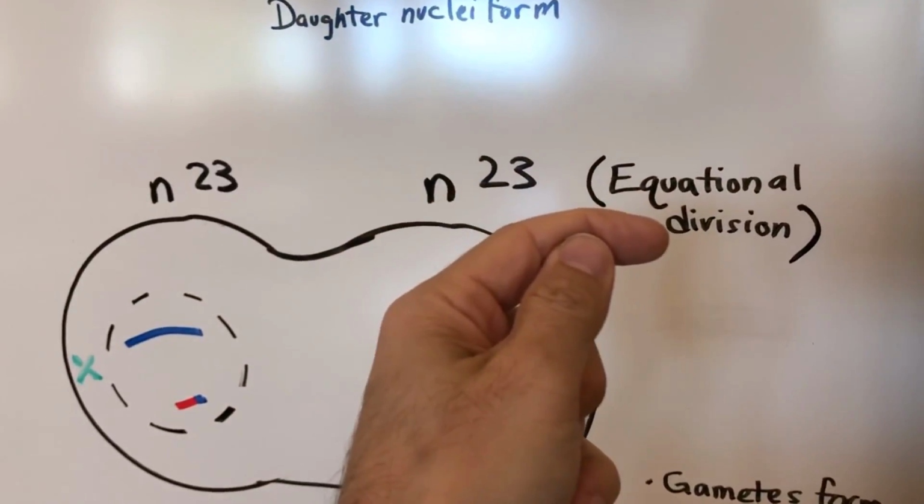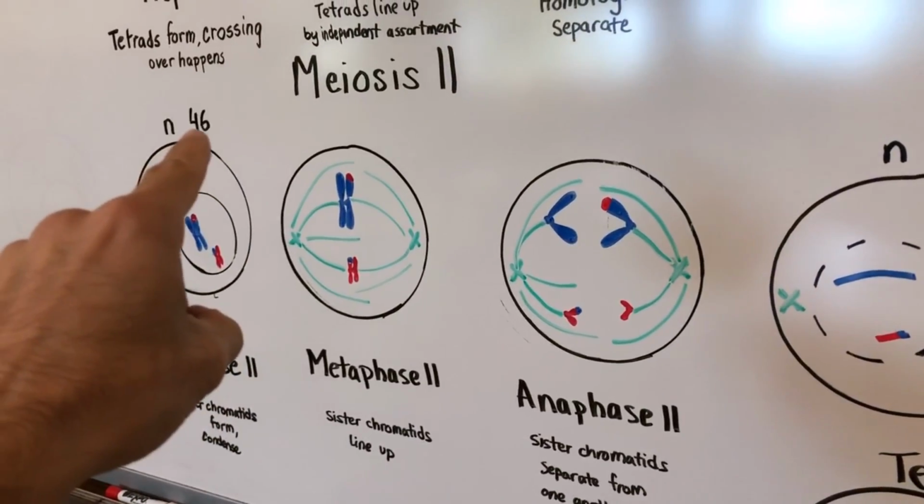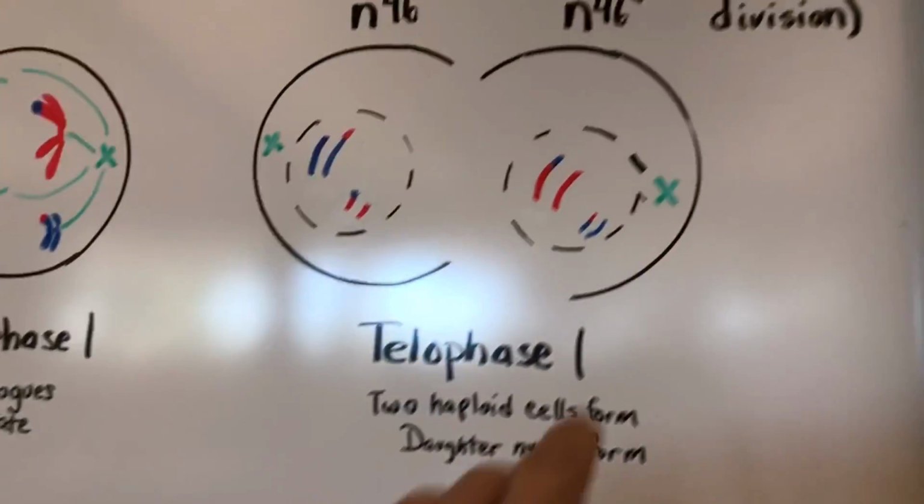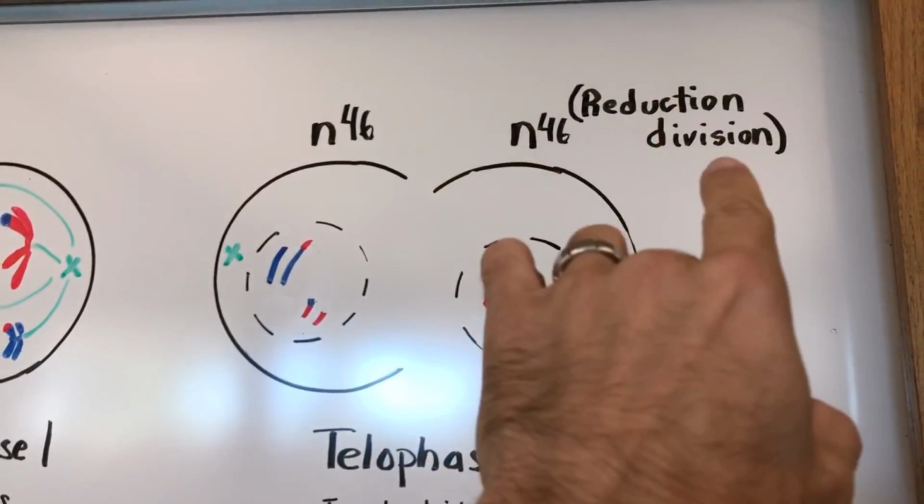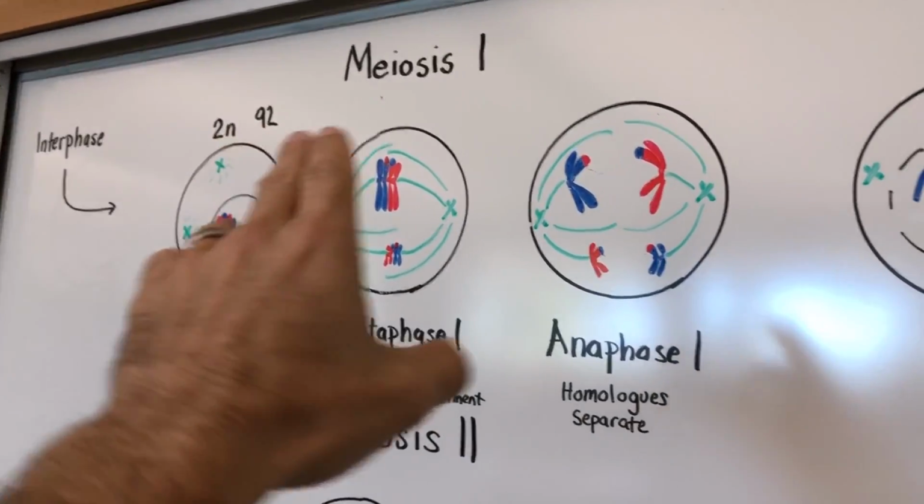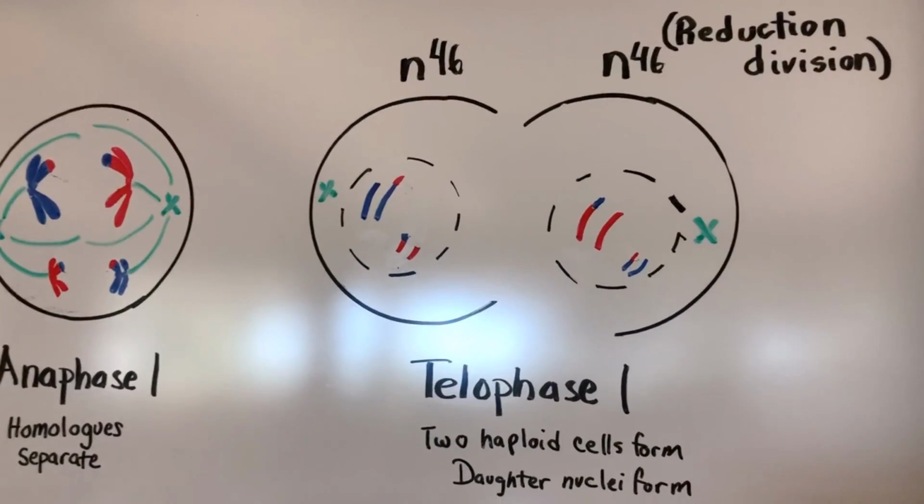And meiosis II is considered what's known as equational division. Okay, this process of equational division. Why? Because you've simply gone from 46 chromosomes to 23. Whereas remember, meiosis I was called reduction division. Why? Because you've gone from a diploid cell to 2 haploid cells. You've reduced the ploidy of the cells.